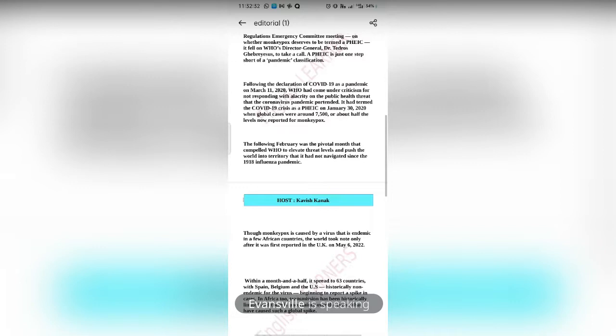So basically here it is saying that when the COVID-19 pandemic was there in March, at that time WHO was lacking, they did not declare COVID-19 under this PHEIC category early, and hence now the cases of monkeypox have risen. And if WHO won't do such a thing, then preventive measures will not be taken in the initial stages.